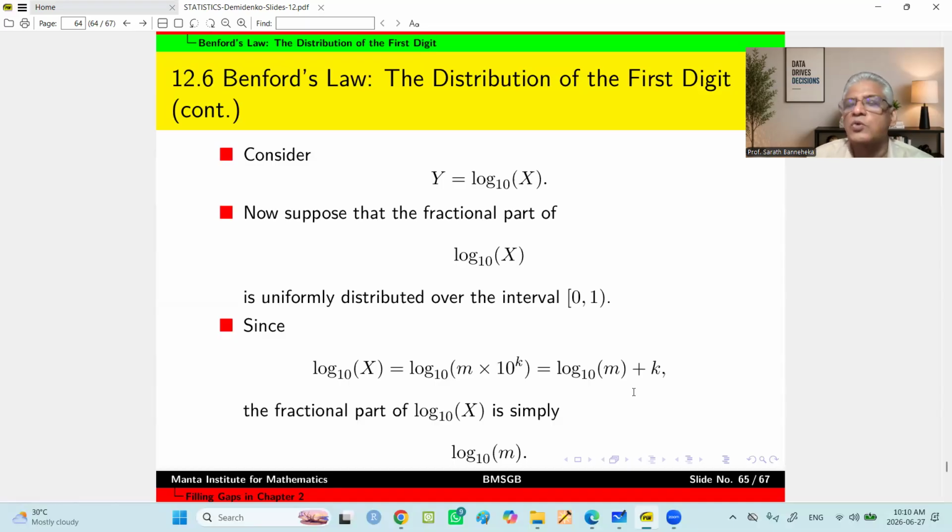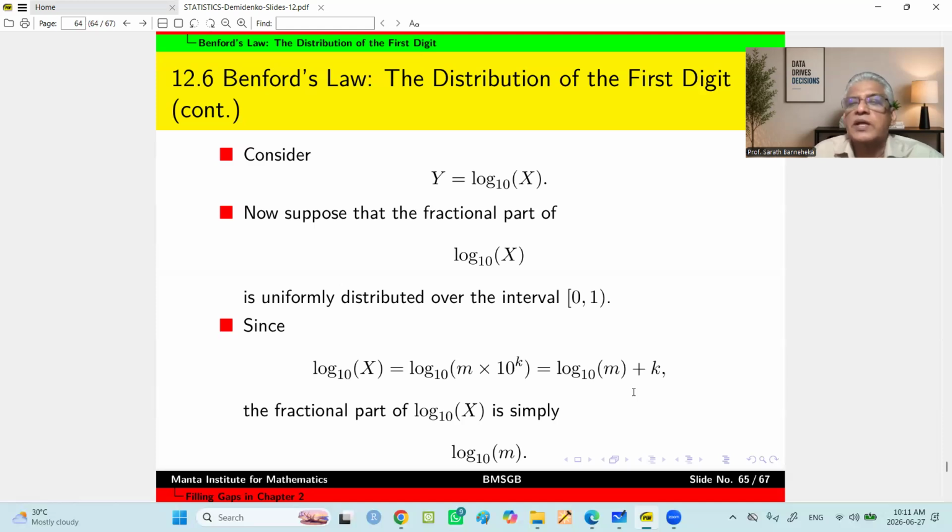Right? The fractional part is always between 0 and 1, inclusive of 0. If the number is a full number, then the fractional part will be 0, but the fractional part will always be less than 1. So therefore, the fractional part is going to be between 0 and 1. We are going to make this assumption. Under this assumption, Benford's law has that particular density mass function.